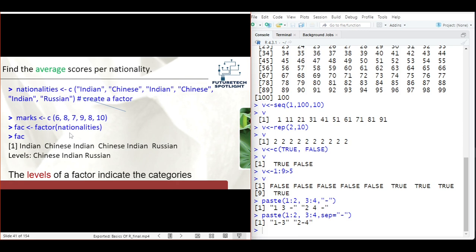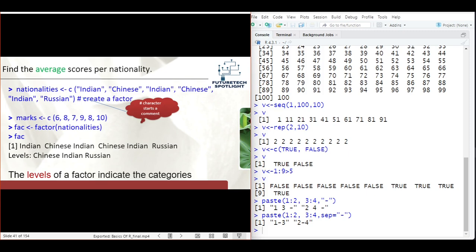So the factor function, what it will do, it will create the categories or levels, and the levels are what? Chinese, Indian, and Russian. Clear? As per the given data, these are the only three unique values we are having in the vector, right? So that way we are getting these three different values or levels from this factor. Okay, now again my aim is what? I require to find out the average marks.